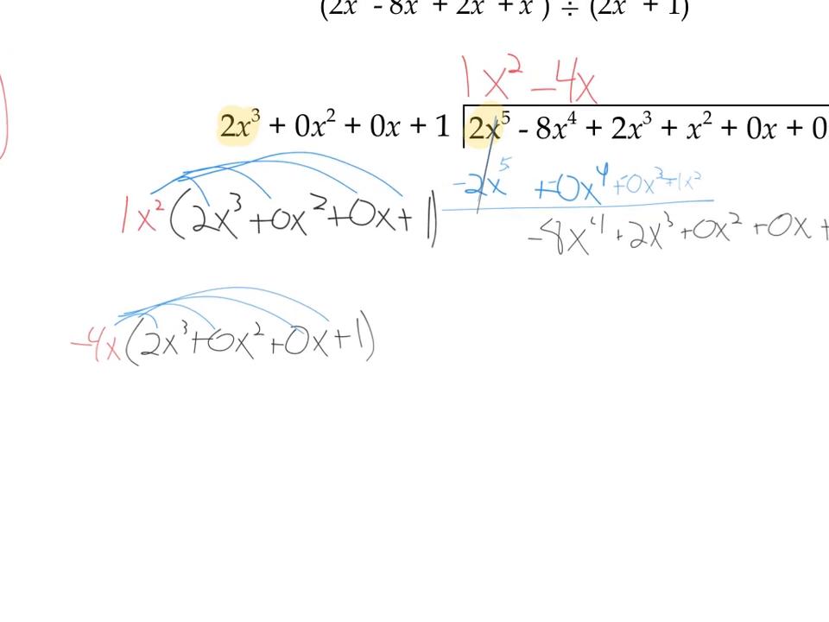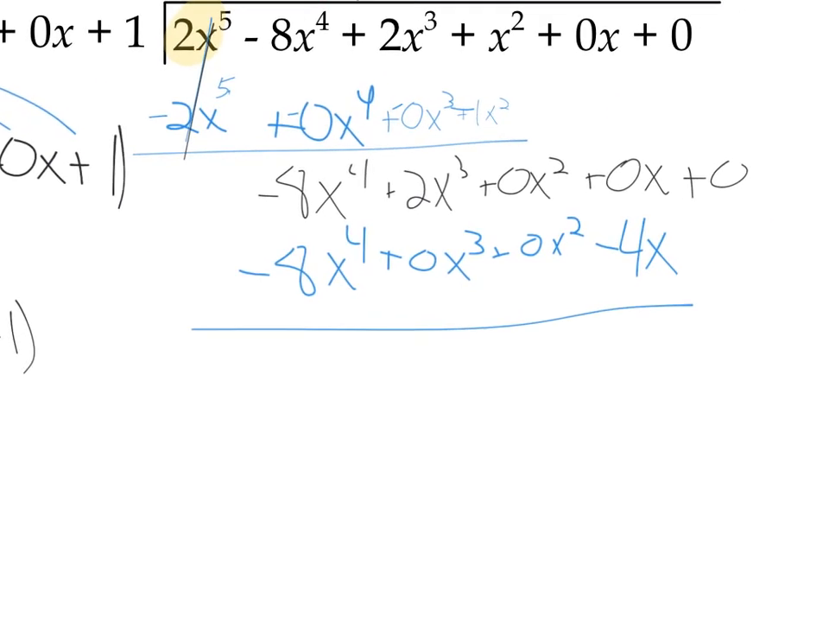Well, I'd have negative 8x to the 4th, 0x to the 3rd, 0x squared, negative 4x. That's my last term. So now we're going to find the difference. Whenever we find the difference, I'm essentially changing the signs on all of the terms. The x to the 4ths cancel. Now I've got 2x cubed, 0x squared, 4x, and the 0 drops down.